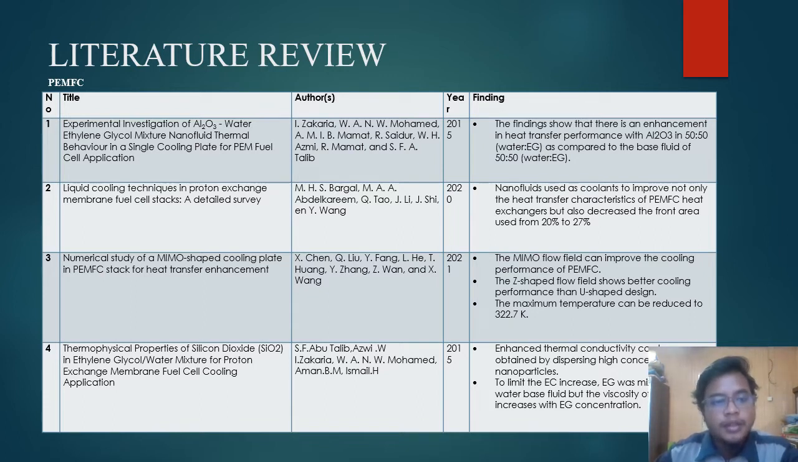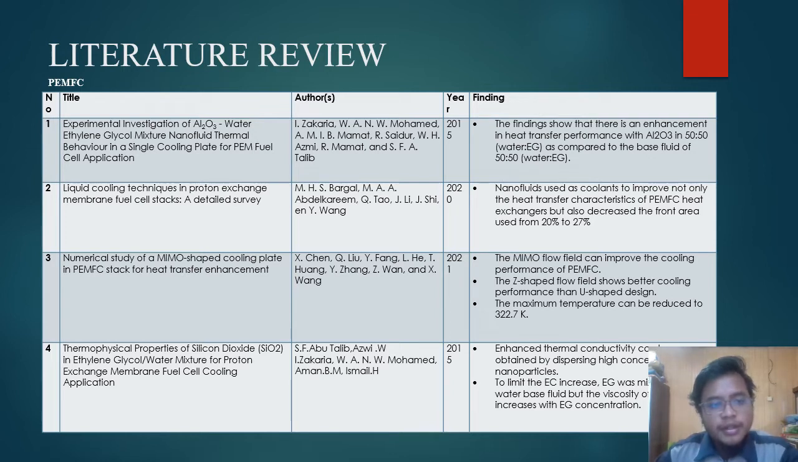Second one is a liquid cooling technique in proton exchange membrane fuel cell stack, a detailed survey. The finding is that nanofluid used as coolant improves not only the heat transfer characteristic of the PEMFC heat exchanger, but also decreases the frontal area use from 20% to 27%.